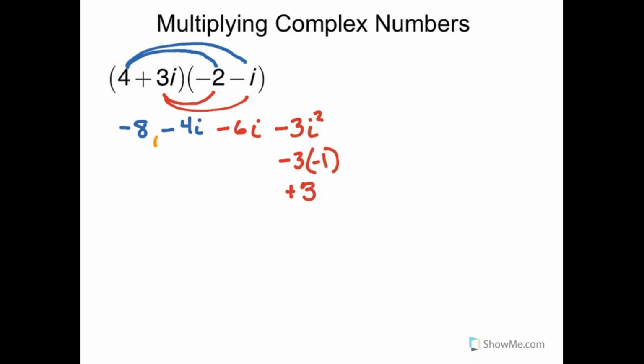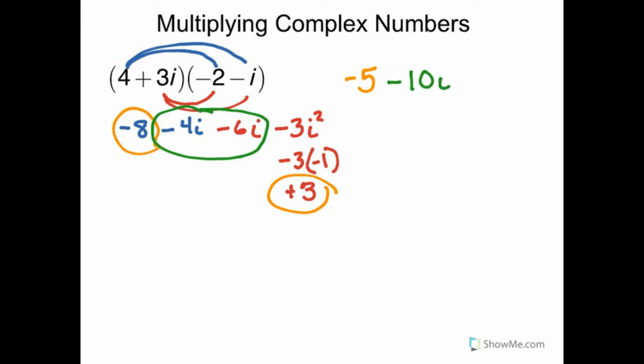Now we have negative 8 and positive 3 as the real part of our result. It's negative 5. For the imaginary part of our result, we have negative 4i minus 6i, which is negative 10i. The important step to remember here is to convert any i squareds to negative ones.